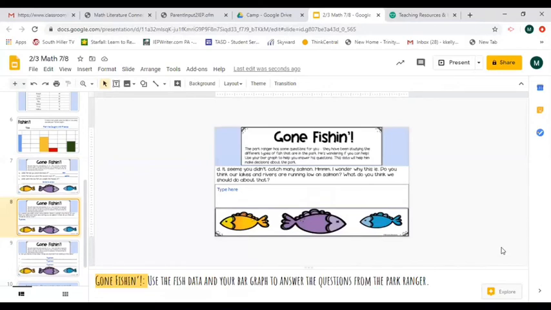It seems you didn't catch many salmon. We only caught 15. I wonder why this is. Do you think our lakes and rivers are running low on salmon? What do you think we should do about that? So I just want you to think about that question. Maybe talk to someone at home about it.